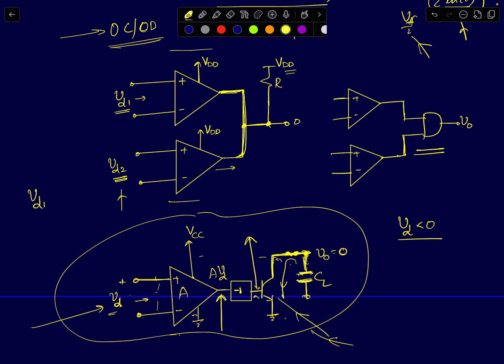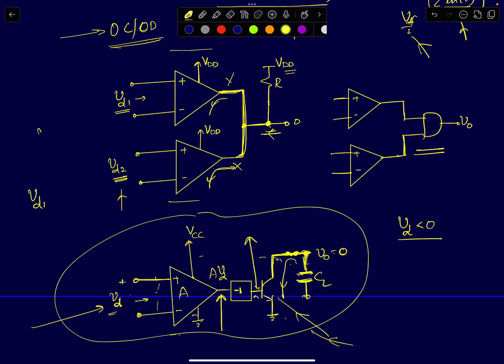So if any one of the comparators' output goes to logic 0, then the output will go to logic 0. Whether this is trying to pull it down or this is trying to pull it down, the output node is shared now. So if any one guy tries to pull it down, the output will go to logic 0. The output will go to logic 1 only if both these comparators' outputs are not trying to discharge this output node.